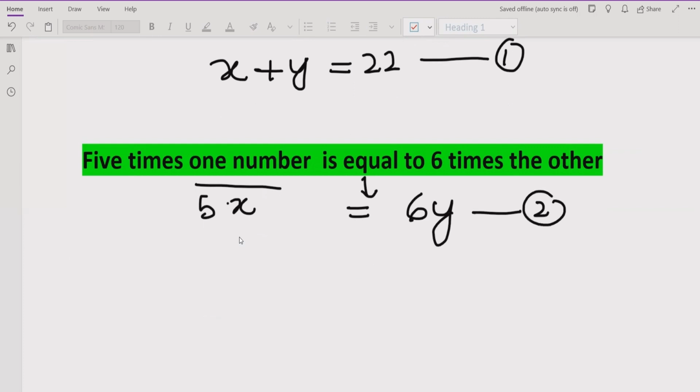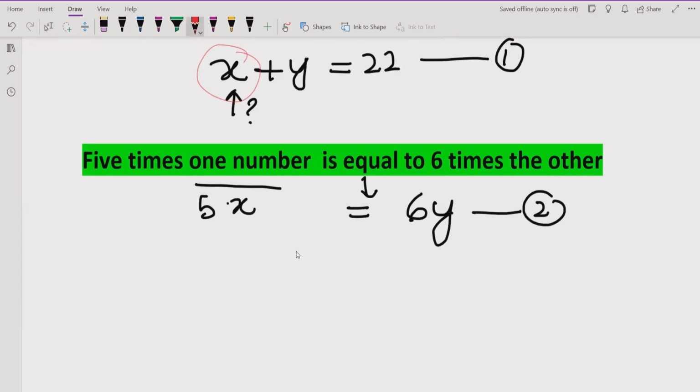So now we have to find out the value of x as per the question. But here we have two unknowns, so we cannot find the value of x directly. First we have to find the value of y, which is also unknown. So we have two unknowns and two equations. What we can do is arrange the first equation in terms of the other variable, and after that put the value of the first variable into the second equation.